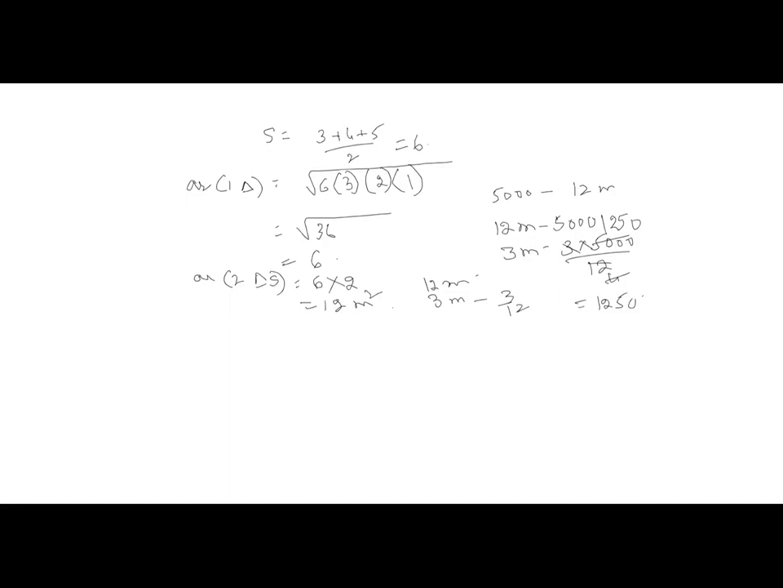Now find the cost. To find the cost, what should we do? This is the cost for 1 meter square. For 12 meters square, how much? 1,250 multiplied by 12. Am I correct? Yes, ma'am. 15,000 rupees.